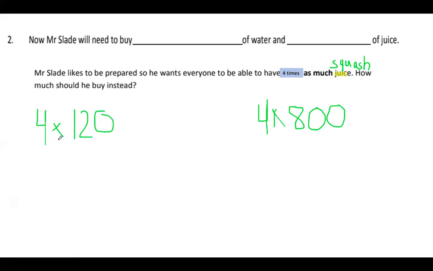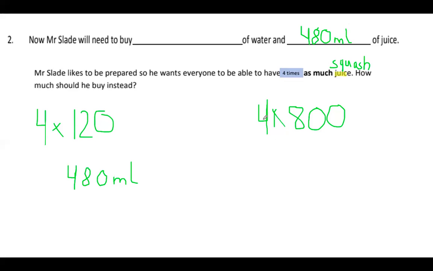So let's have a look. All right, 4 times 120. Well, again, let's actually use our 4 times tables here. So 4 times 0, I'm just doing the ones first. 4 times 0 is going to be 0 ones. 4 times 2 in my tens, 4 times 20 in this case, is going to be 80. So I have 8 tens. And then let's look at our hundreds. There's 100. So 4 times 100 is going to be 400. So we know that in terms of juice, he needs to buy 480 milliliters. I'm going to stick that up there already.